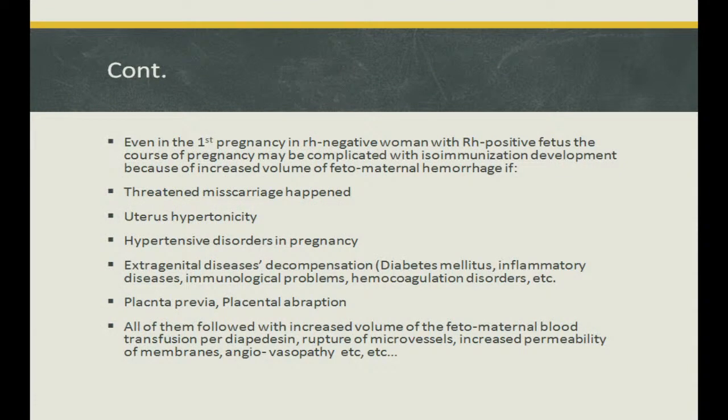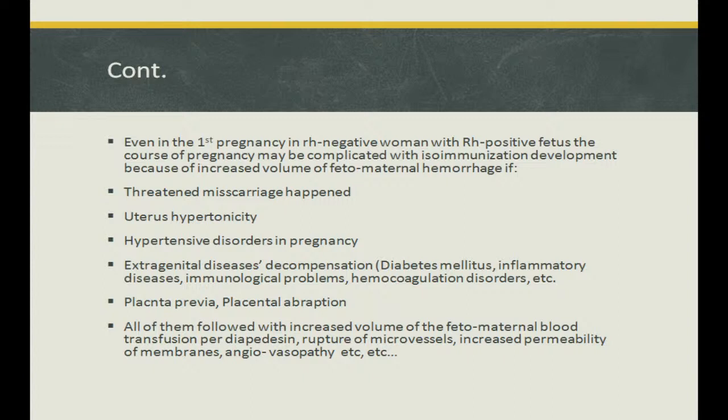But we have to understand that even in a first pregnancy, in a rhesus-negative woman with a rhesus-positive fetus, the course of pregnancy may be complicated with development of isoimmunization because of increased volume of fetal-maternal hemorrhage. What are the reasons for increasing the volume of fetal-maternal hemorrhage during pregnancy?